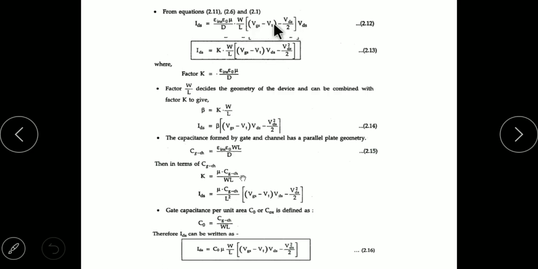Here Vgs minus Vt into Vds minus Vds square by 2. So this is the drain current equation in the non-saturation region. You have to remember this. IDS is equal to K into W by L into VGS minus VT into VDS minus VDS square by 2, where K is a constant given by this expression.